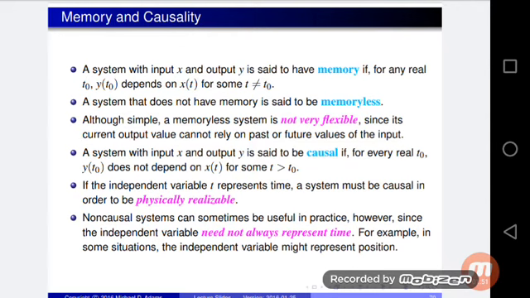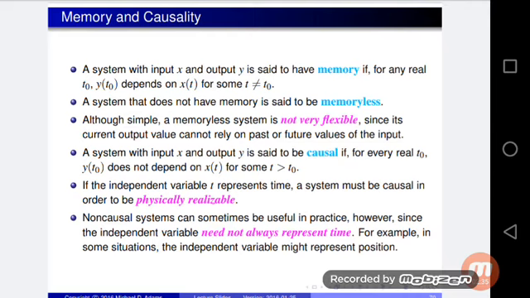A system with input x and output y is said to have memory. We already discussed the system with input x and output y. That means y of t depends on x of t. We already know y of t means the output signal and x of t means the input signal. That means the output signal depends on the input signal. A system that does not have memory is said to be memoryless.